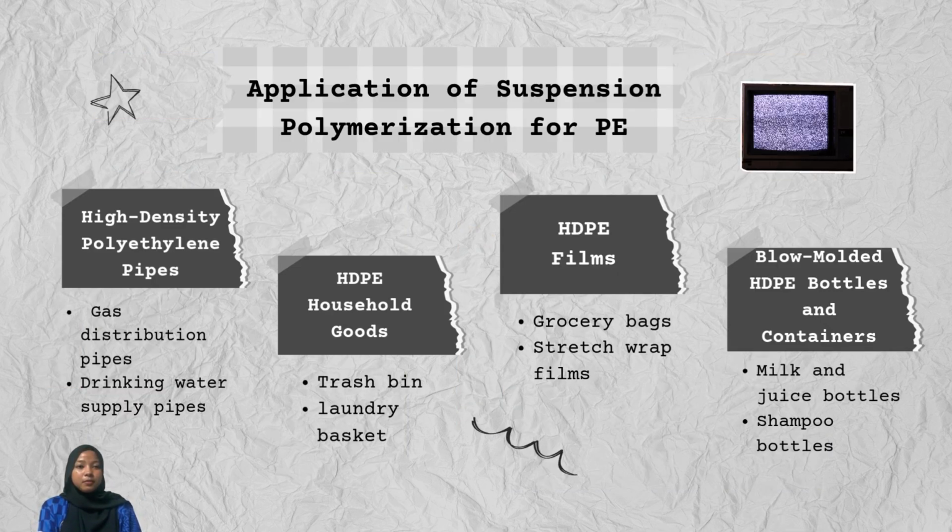Application of suspension polymerization for PE, which is polyethylene. We got 4 products and applications itself. Firstly is high density polyethylene pipes. It is used for gas distribution pipes or drinking water supply pipes.